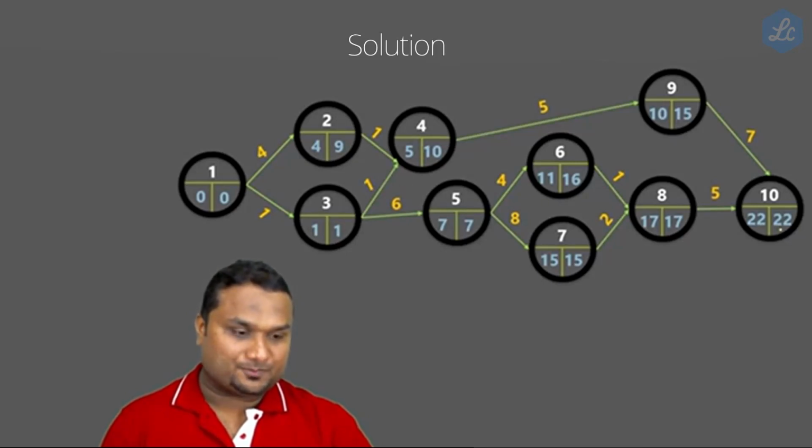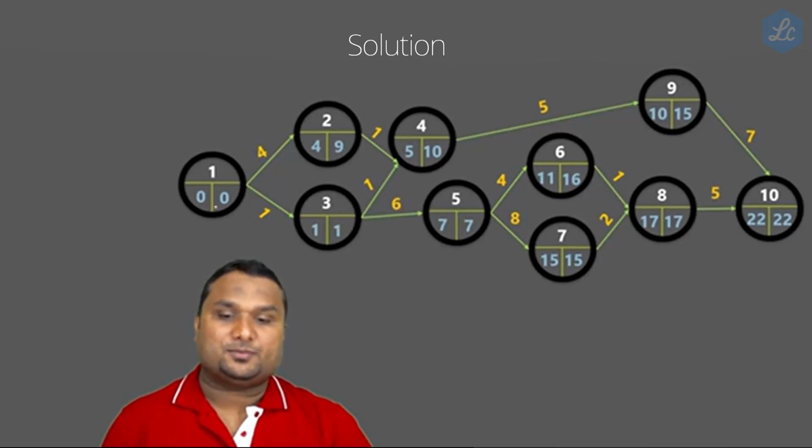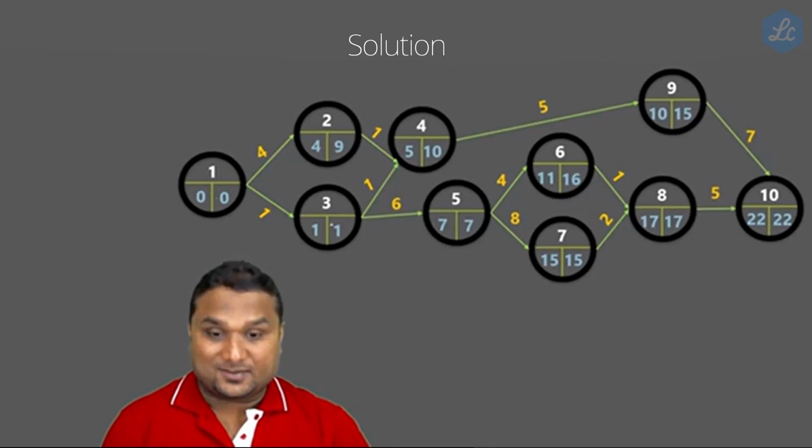22 and 22, there is no gap. 17 minus 17 is 0, there is no gap. 15 minus 15, no gap. 7 minus 7, no gap. 1 minus 1, no gap. 0 and 0, no gap. So whichever values are the same on the left side and the right side will be our critical path.